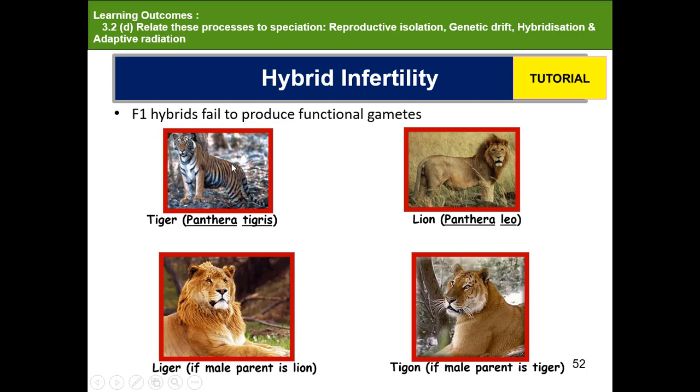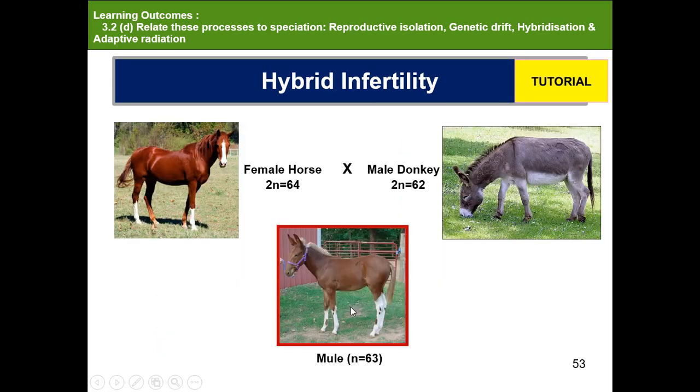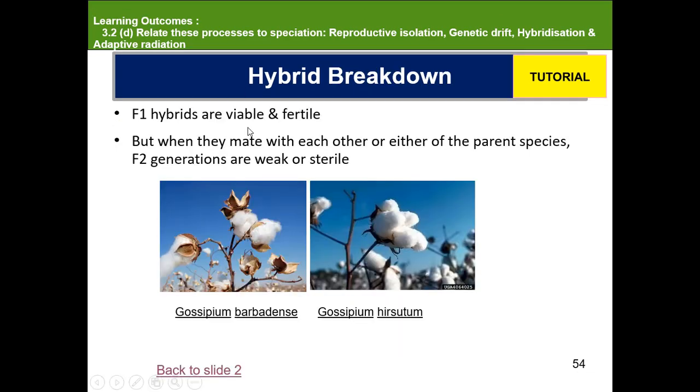Example, a tiger crossed with a lion can produce F1 hybrids that fail to produce functional gametes. It produces a liger if the male parent is a lion, or a tigon if the male parent is a tiger. Also, a female horse crossed with a male donkey will produce a mule, an infertile hybrid. As for hybrid breakdown, F1 hybrids are viable and fertile.